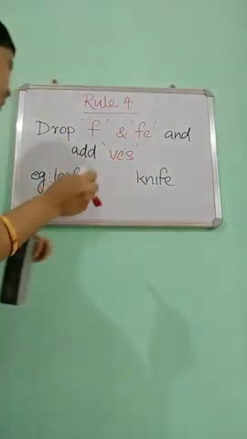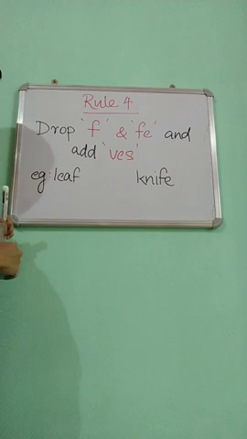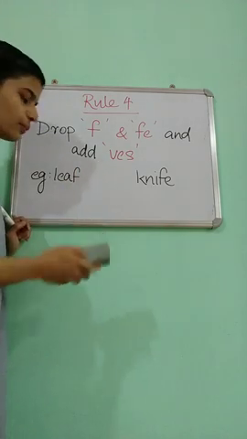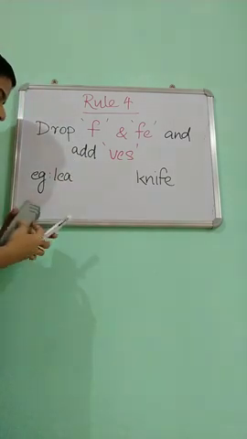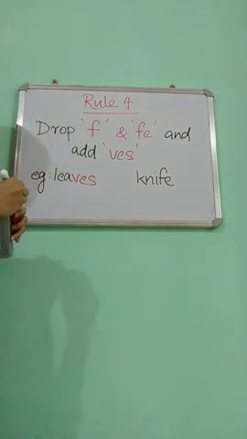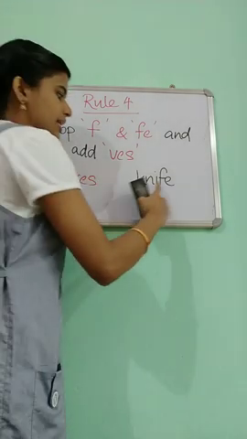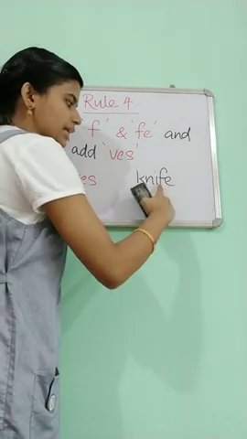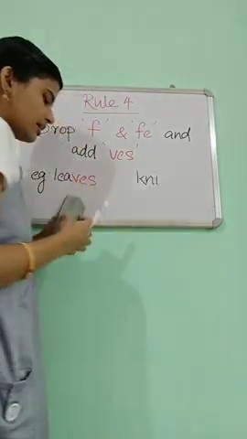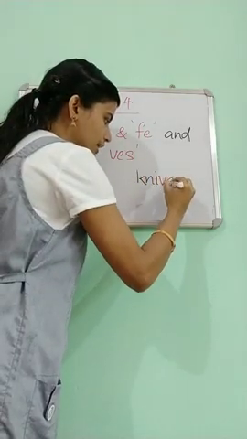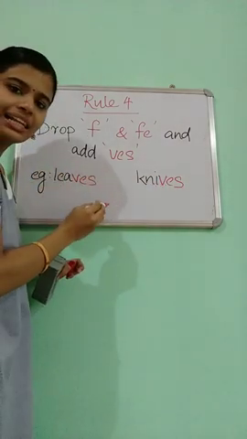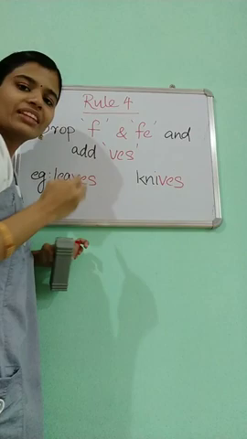For example, leaf. The word leaf. Here, the word leaf ends with the letter F. In order to make it plural, we can just drop the F. We can replace the F with the letters VES. Okay. Then, next one. Knife. This word ends with the letters FE. We can just replace the FE with the letters VES to make it plural. Knives. Leaf plural, leaves. Knife plural, knives.